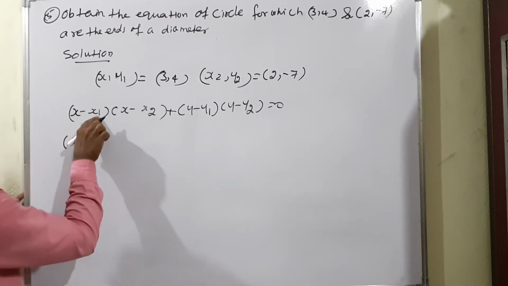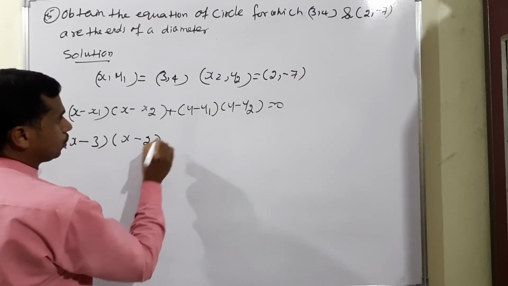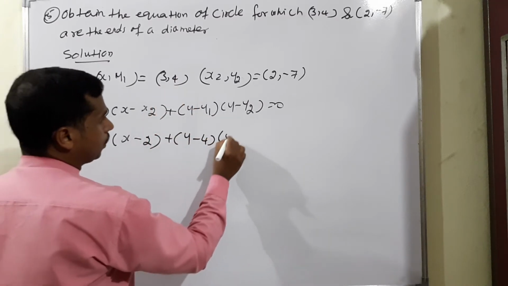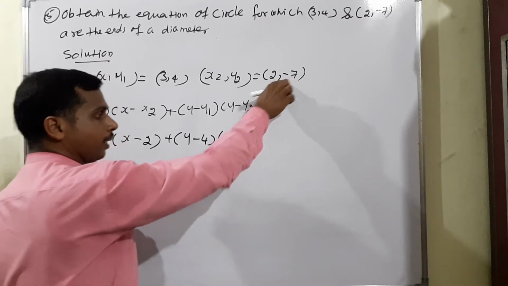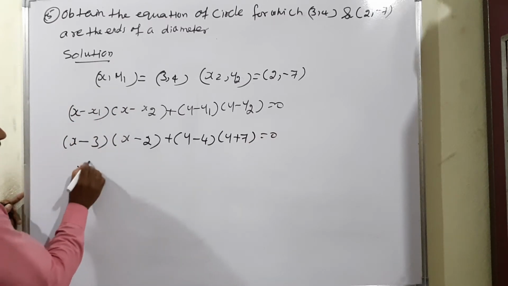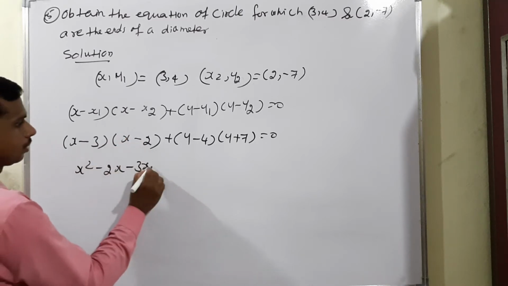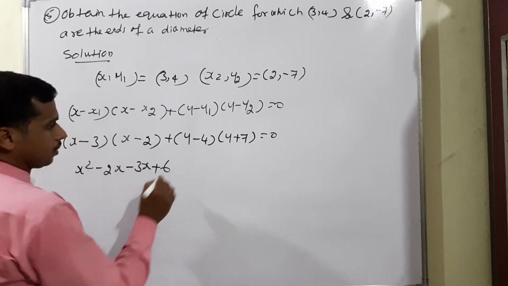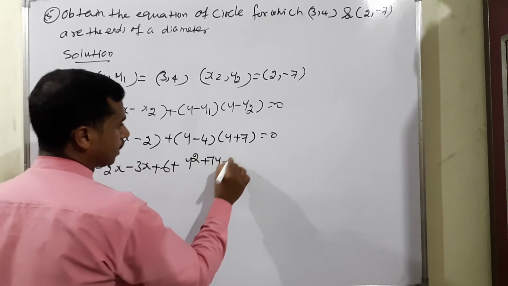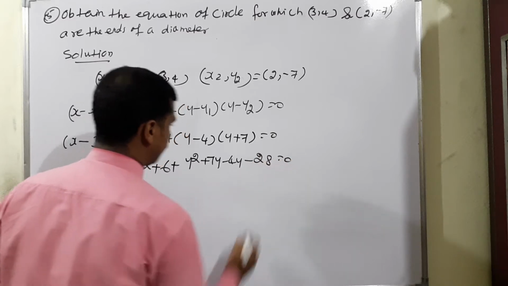First condition, x minus x1 is equal to 3. Then x minus x2 is equal to 2, plus y1 is equal to value will be 4. So y minus 4 into y minus y2, already y2 value minus, so we can write it positive 7 is equal to 0. Just multiply x into x, x square, minus 2 into x, minus 2x, minus 3 into x, minus 3x, minus into minus plus, 2 3s are 6. So next condition y into y, y square plus 7 into y plus 7y, minus 4 into y minus 4y, plus into minus minus, 7 4s are 28 is equal to 0.